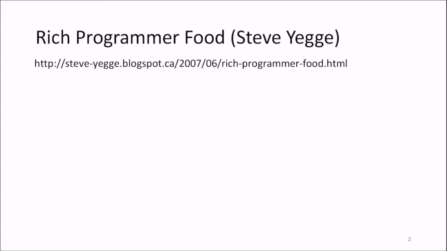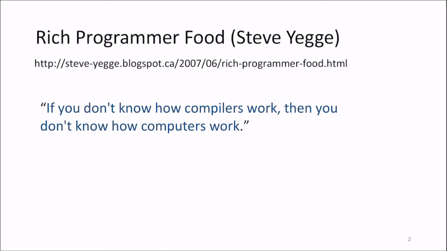The arguments were first laid out in a blog post by Steve Yegge, at the time a developer at Google. The blog post was written quite some time ago, in 2007, called Rich Programmer Food, in which he tries to make a case for why you should take a compilers course. The first thing he says is, if you don't know how compilers work, then you don't know how computers work. Now this phrase, how computers work, is a little bit vague, and so we'll go into more detail with some examples about what exactly he means by how computers work.